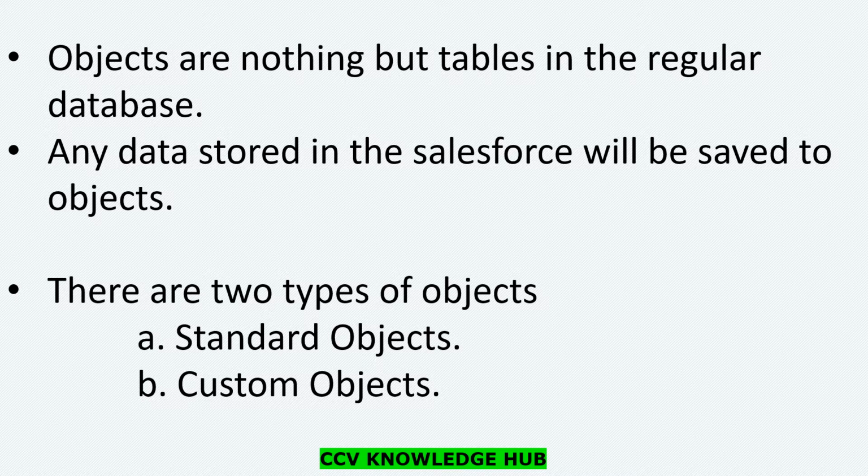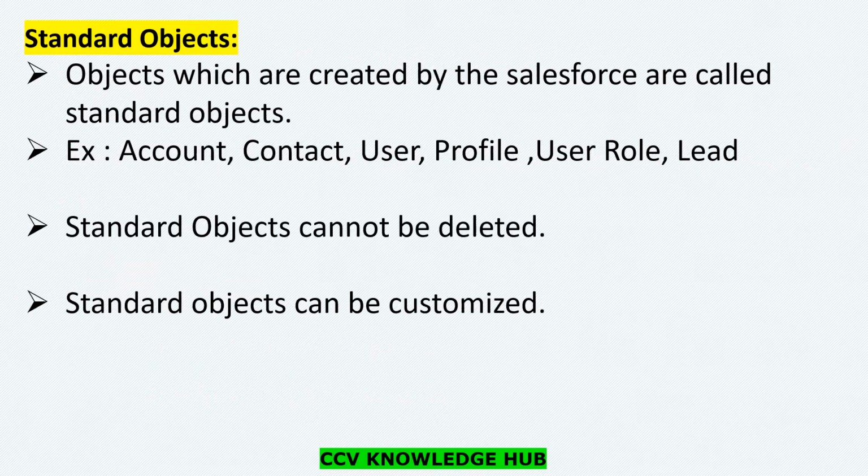There are two types of objects available: standard objects and custom objects. First we'll see standard objects. Objects which are created by Salesforce are called standard objects. For example, if we log into the Salesforce application, there are different tabs available, right? Accounts, contacts, user profile, leads, all these are stored in the form of tables in the regular database.